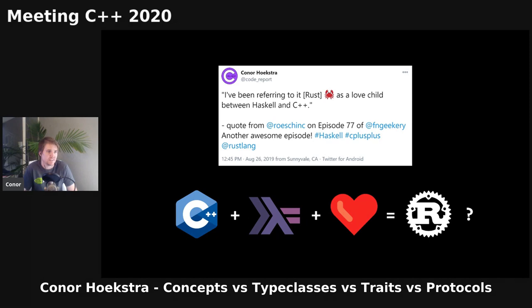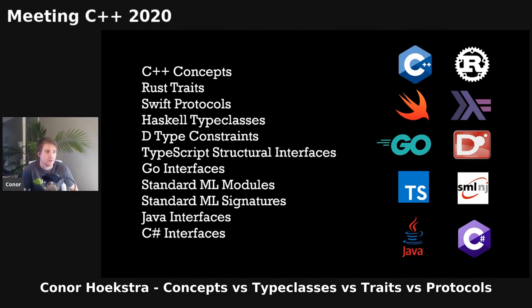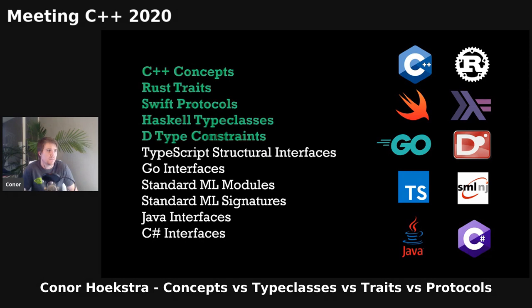So the point of all these clips is that there are a number of languages that have language features similar to the five that we are going to be looking at today. The five that we're looking at are concepts from C++, traits from Rust, protocols from Swift, type classes from Haskell, and type constraints from D. But know that these were influenced by other languages, and languages have other features under different names, like interfaces, etc. But we're going to be taking a look at these five that are highlighted.